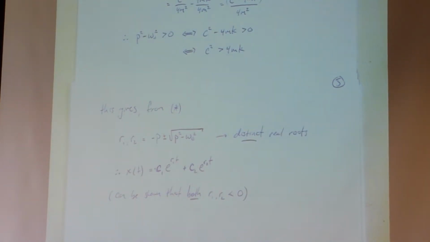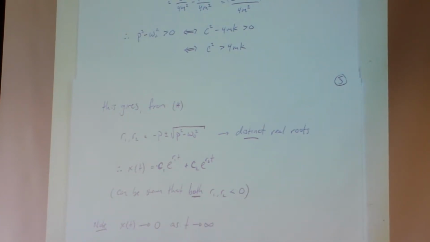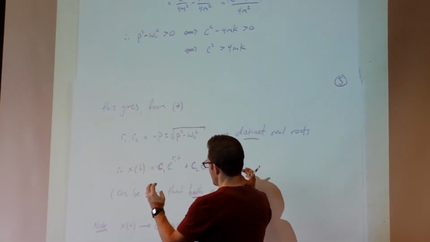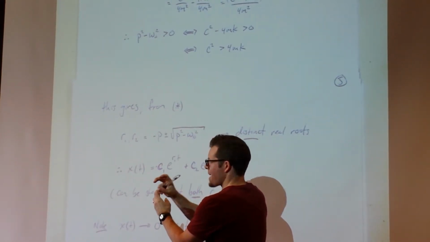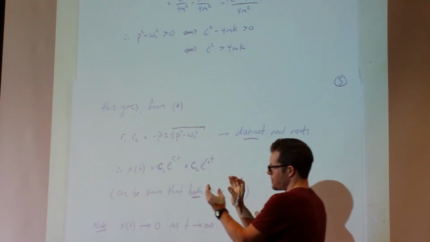So if r1 and r2 are both negative, what would be happening to x of t as t goes on to infinity? If these are negative, it would be approaching 0. Okay, which makes sense. Why? Right, it's dampening it. Now, overdamped, you could argue that maybe it never reaches 0. If you let go, it's dampening so much that it never passes its equilibrium position. It just slowly approaches it.